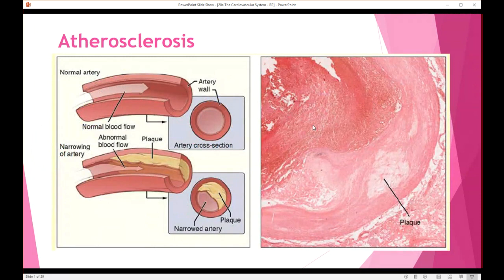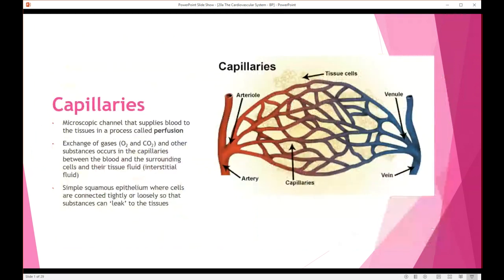So atherosclerosis is where we get a buildup of plaque within the artery, and it actually will narrow that artery opening. The opening is called the lumen. And when that happens, it's going to increase the blood pressure because we have to push harder in order to get through the smaller opening.